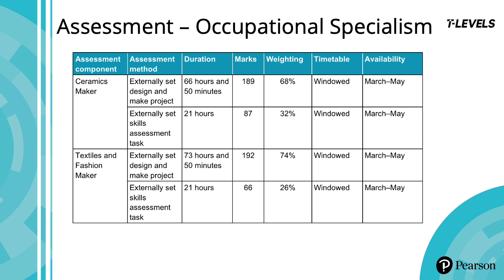As you can see, they all vary in terms of duration, marks and weighting, but are all available at the same windowed slot between March and May. These components will cover the occupational specialist knowledge and the skills required to demonstrate threshold competence for the specialism. The occupational specialism is assessed by a skills-related project that synoptically assesses the performance outcome, skills, and associated underpinning knowledge.